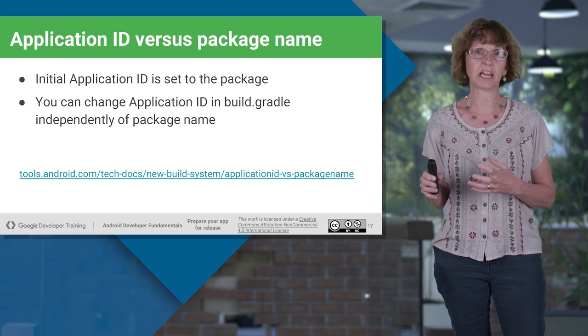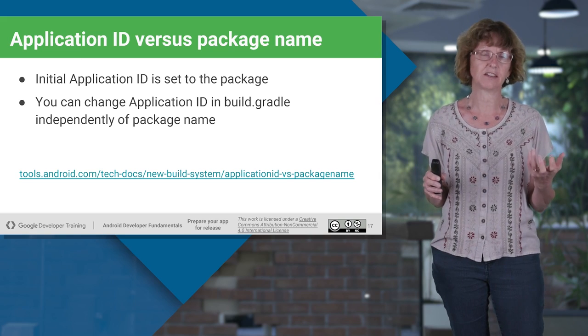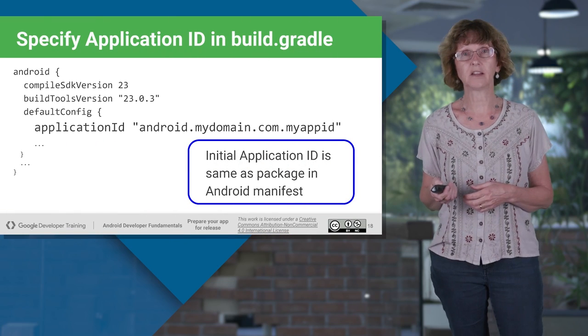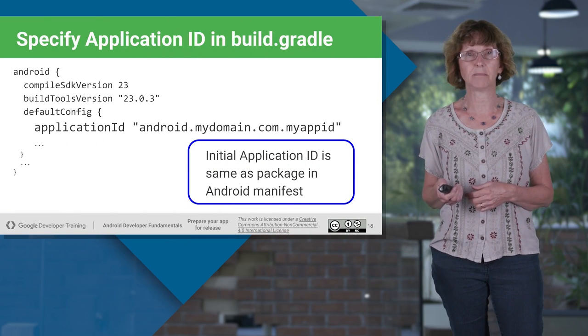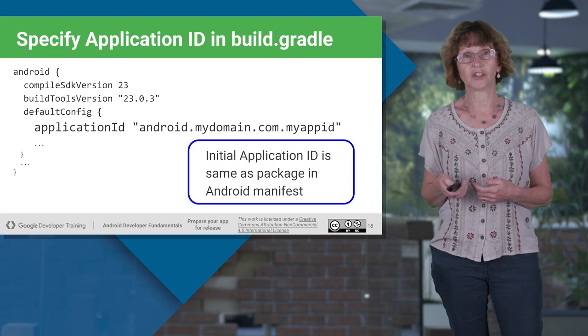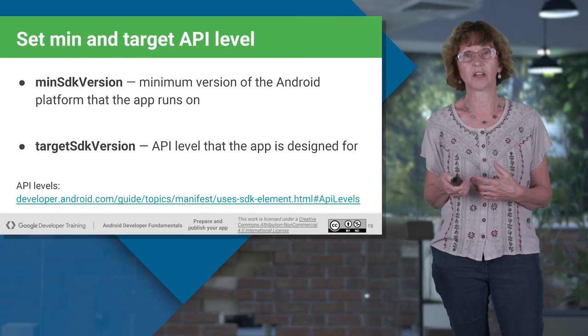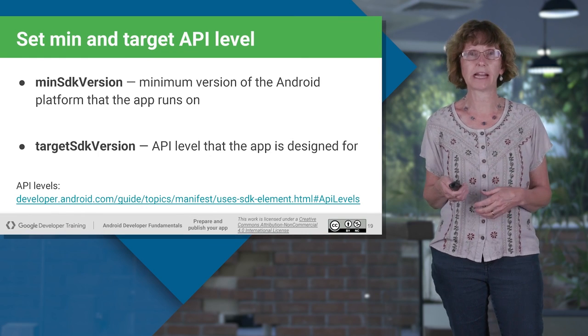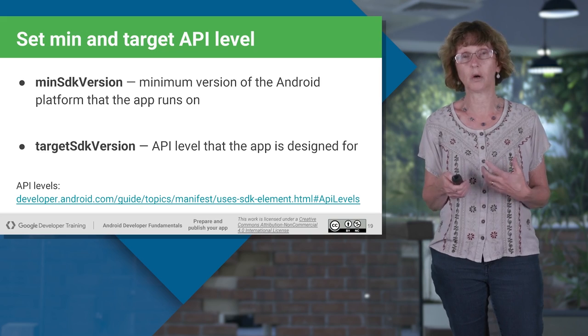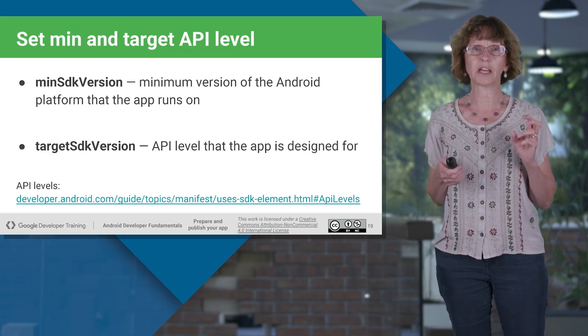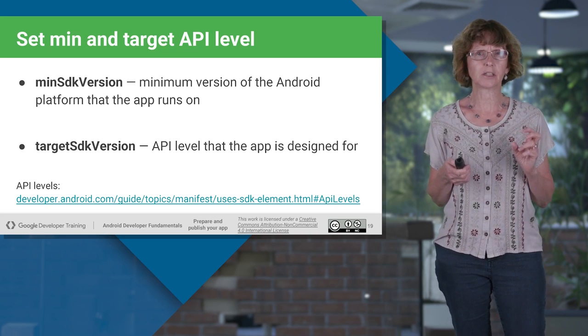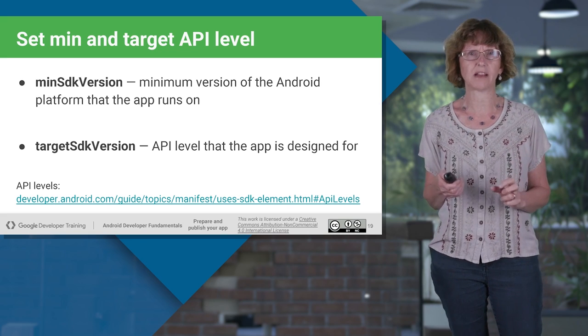It's just that the application ID is initially set to the package name. So here's an example of setting the application ID in build.gradle. Just wanted to show you that it's very simple. You simply set it in the default config. And as I already mentioned, the initial value is the package name, but you can change it as you want. But if you do change it, make sure that you change it to something that is going to be unique across all apps everywhere.